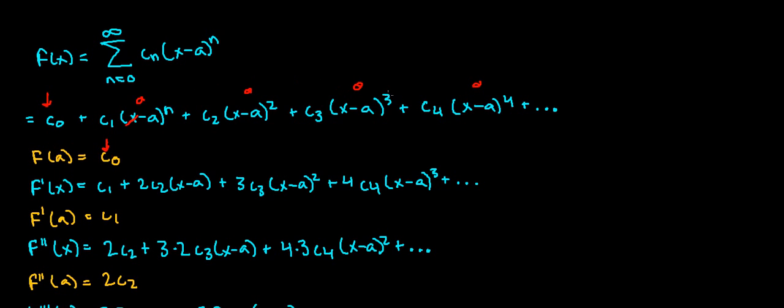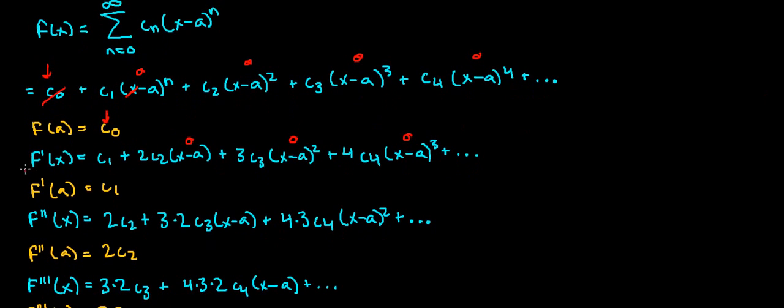But what about the rest of the coefficients? In order to find out what those are, we just take the derivative. The first term will drop out, and we just bring down the powers. So we have C1 plus 2C2 times (x minus a), 3C3, 4C4, and all the powers are reduced by 1. And again, put in a for f prime of a. All of these will be 0, and the only one that will be left is the one that does not have an x in it, which is C1. So f prime of a is C1.